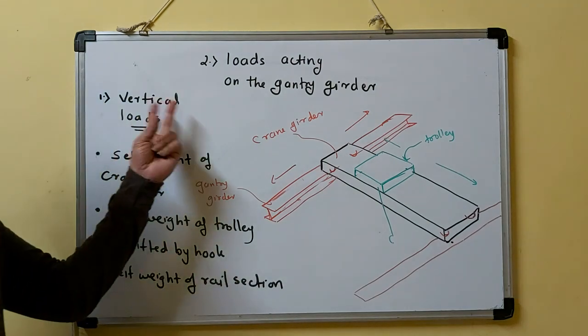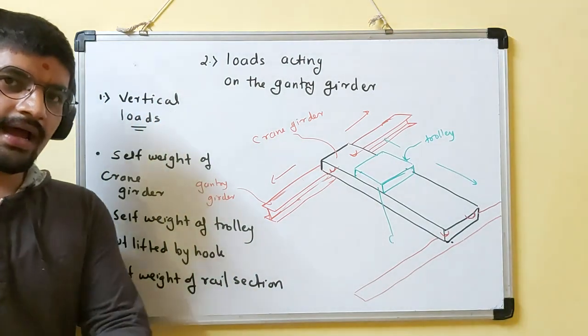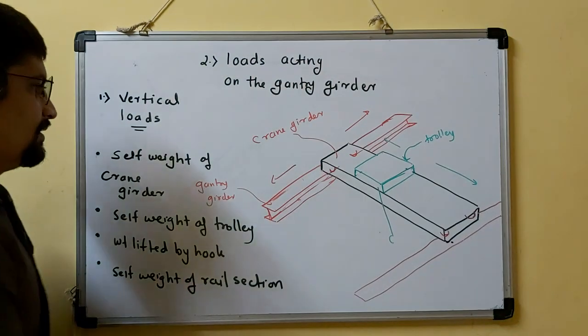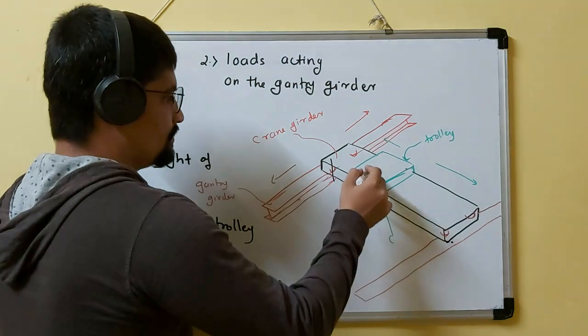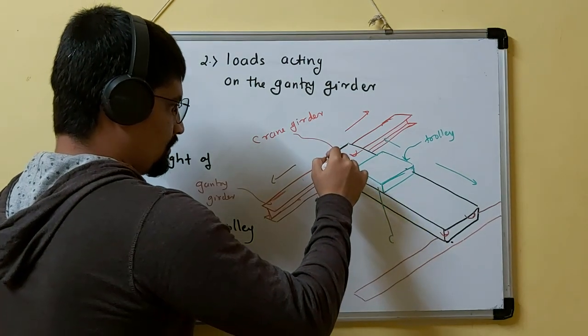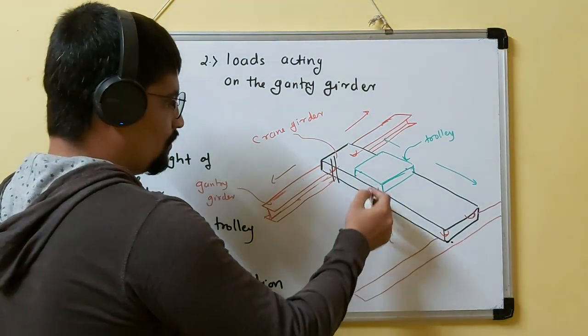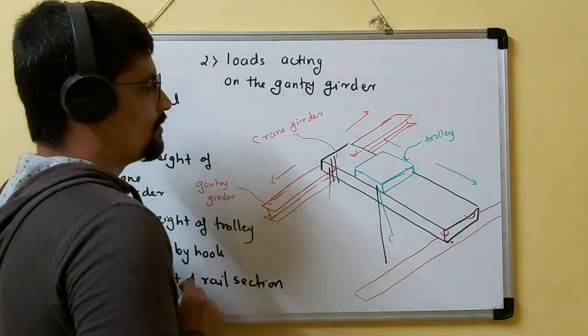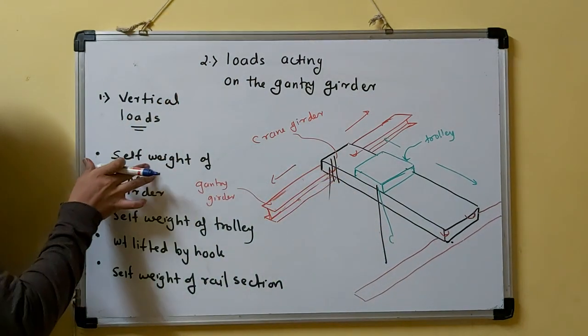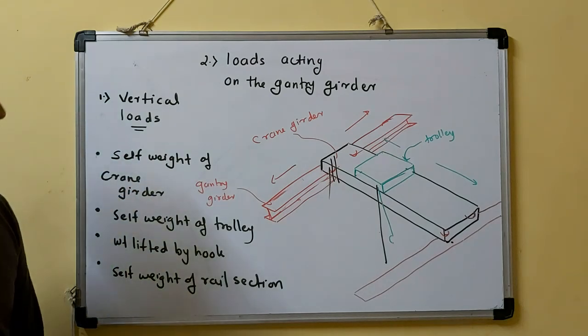So these are the four types of vertical loads. I hope you have all understood that the crane girder applies vertical load, this crab also applies vertical load, this hook also applies vertical load, and the rail section also applies vertical load. So these four types of load are known as vertical load.